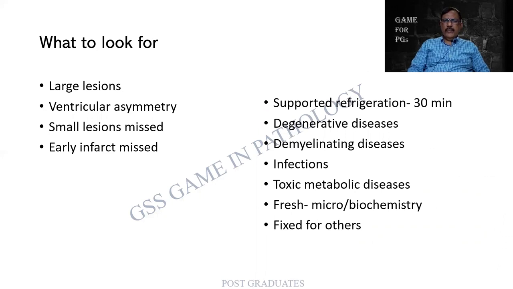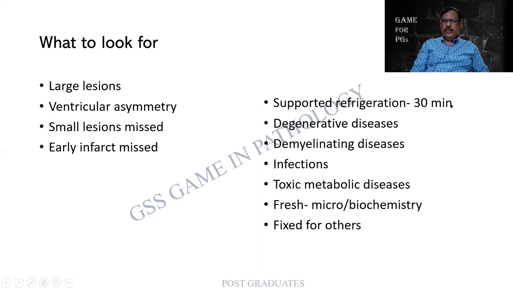And in a case of autopsy of the brain, what all should you look for? One is any large lesion, ventricular asymmetry. The asymmetry alone can be a clue to an underlying pathology. Small lesions can sometimes be missed, and early infarcts can also be missed. These should be borne in mind.